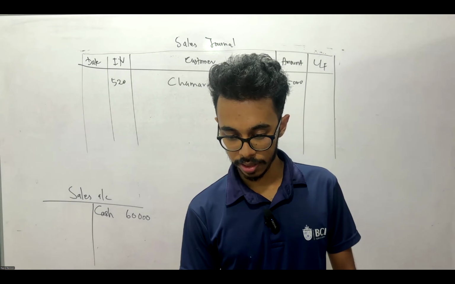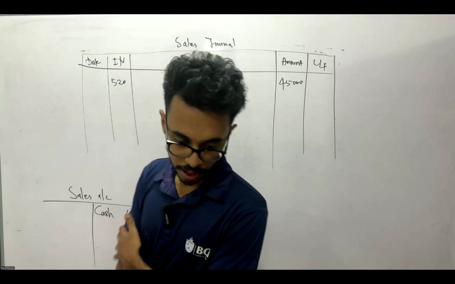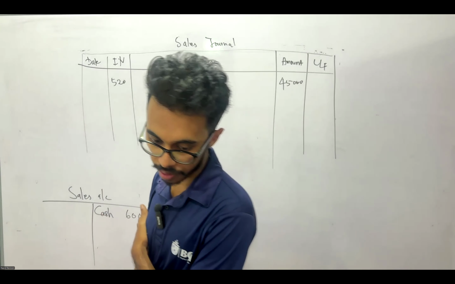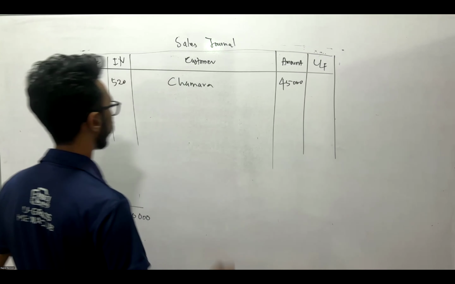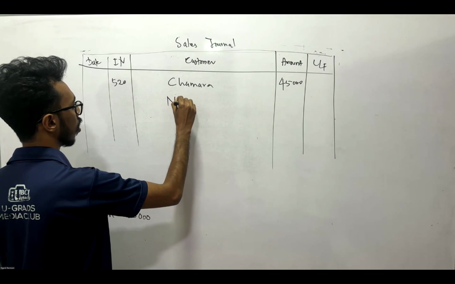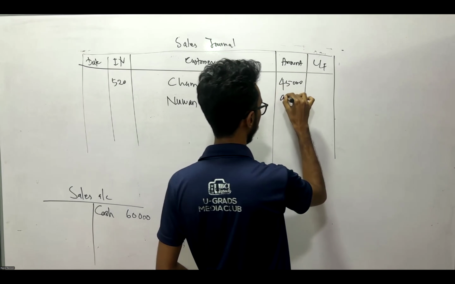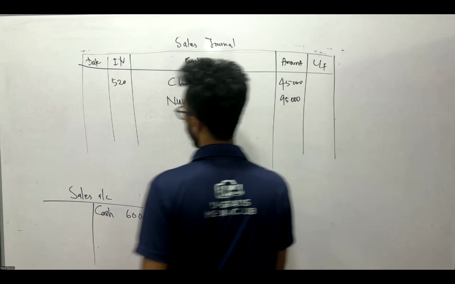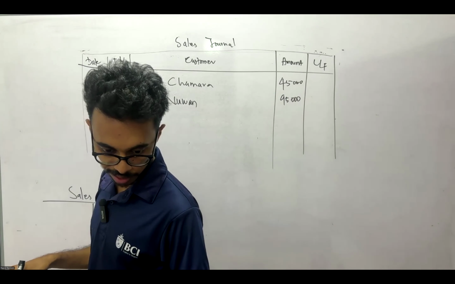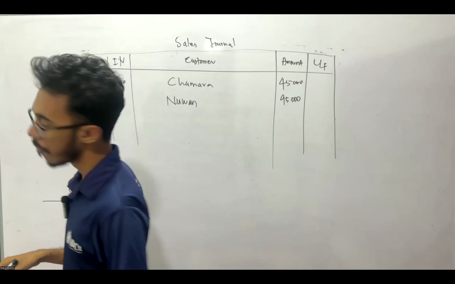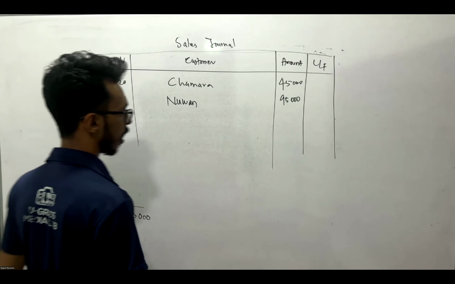And selling a stock of goods to Numan for rupees 100,000 on credit with a trade discount of 5%. 5% of 100,000 is 5,000. I deduct 5,000 out of 100,000, that becomes 95,000. The invoice number for this particular person is 521.